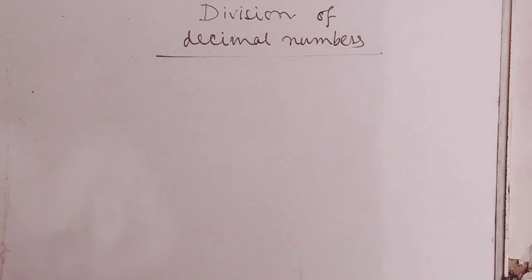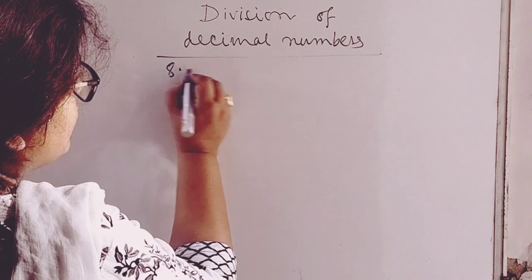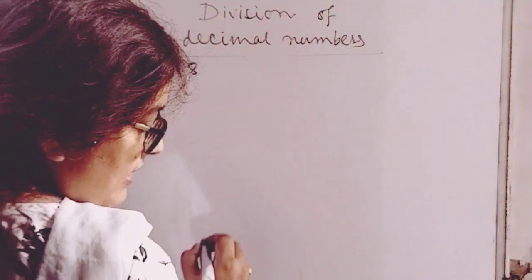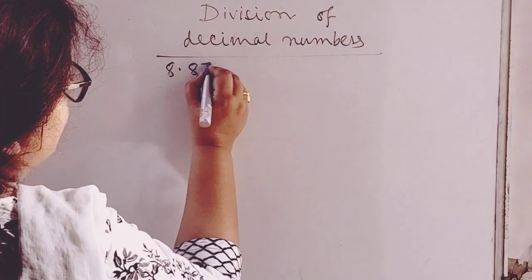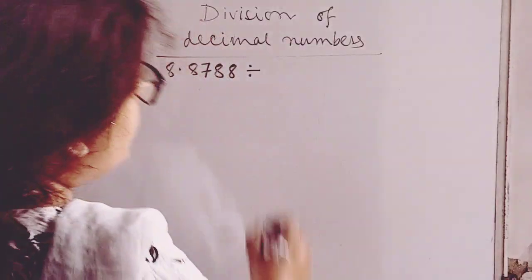Now let's consider another problem. Suppose 8.8788 is divided by 2.45.